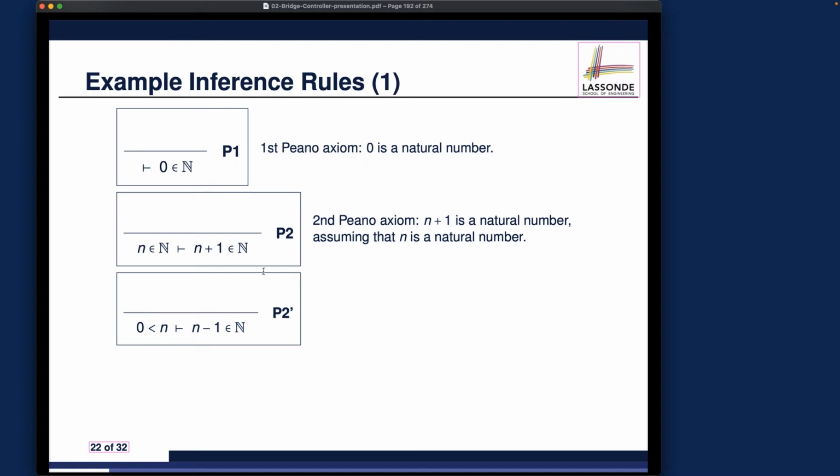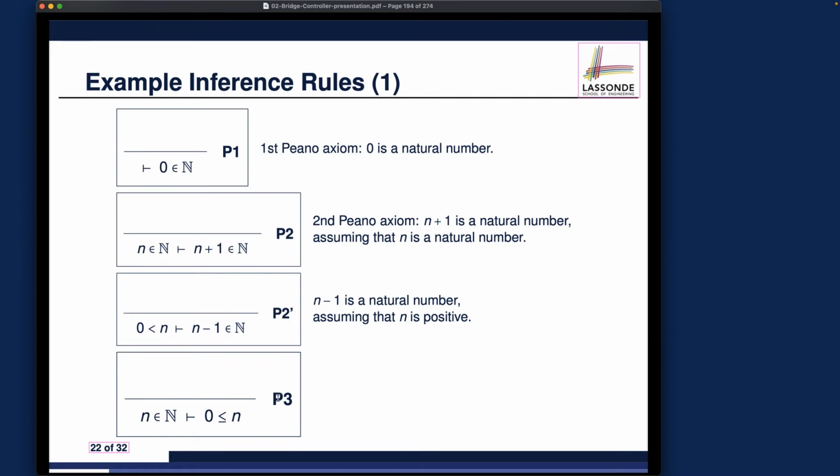You can see all the inference rules I present in this particular slide have a flavor where the antecedent is simply empty. It would be as if we simply don't need to prove anything else. We just prove true, which requires no work. Right, the final one is Peano axiom number 3. We're saying that n is larger than or equal to 0, assuming that n is a natural number. This one is also quite obvious.